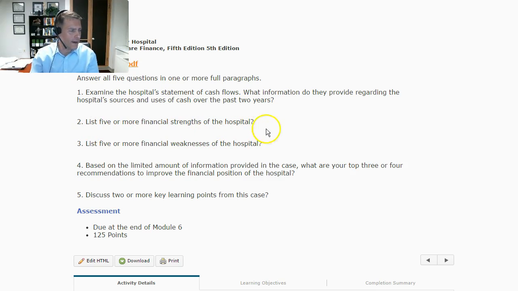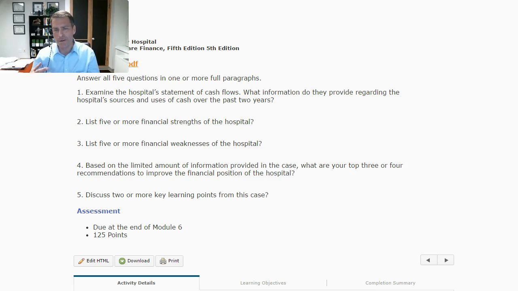List 5 or more financial strengths for the hospital. So what does their liquidity look like? Are they liquid? Do they have cash? Are they able to meet their obligations quickly with liquid cash or near-cash items, such as securities, that can be converted very quickly into cash? What's their liquidity look like? How is their debt? Are they highly leveraged? Are they not highly leveraged?